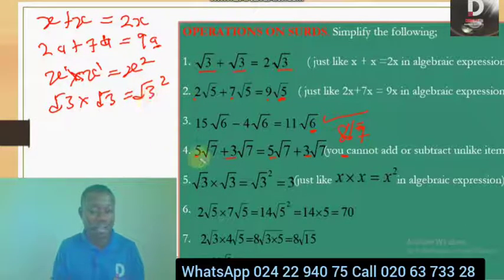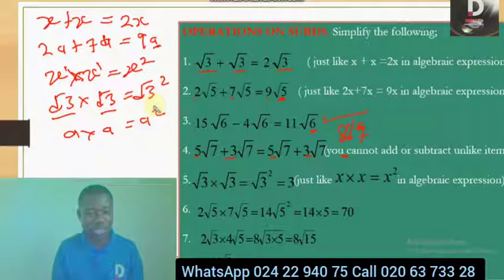Root 3 squared. Is that not the case? They are like terms. A times a equals what? A squared. So root 3 times root 3 equals root 3 squared. Right? So like items will give you a square. Now remember that in an equation, the square cancels the root. So the answer becomes 3. Take note of that.